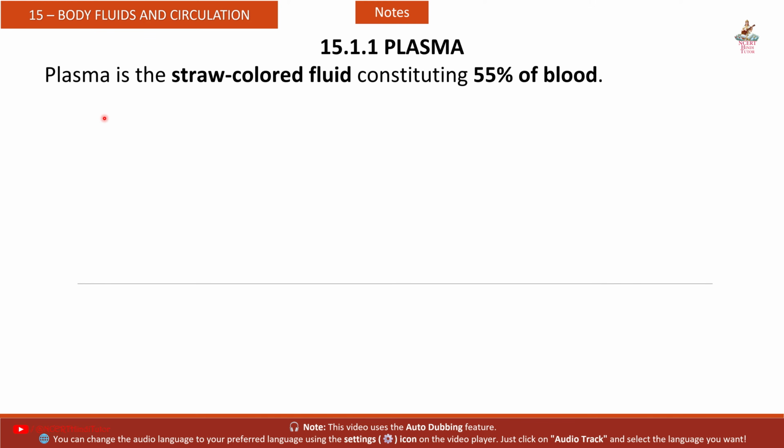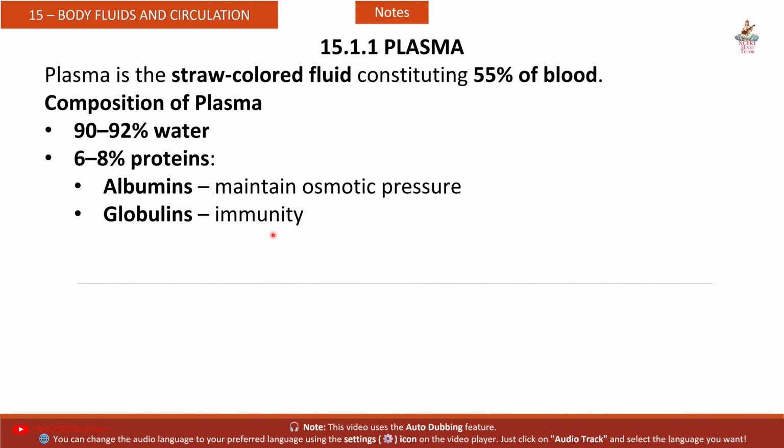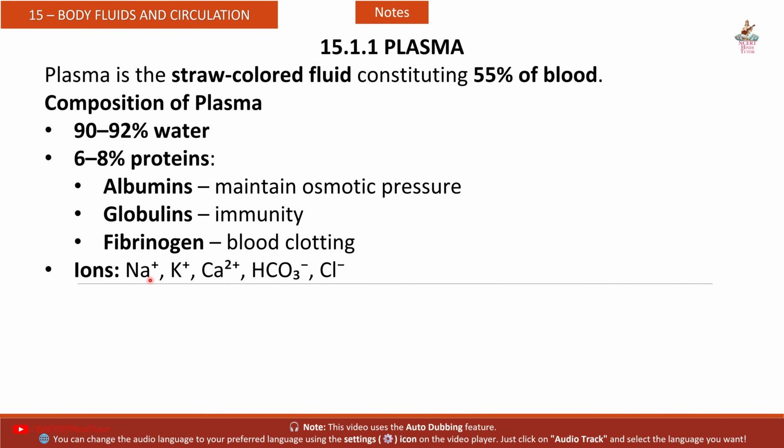15.1.1 Plasma. Plasma is the straw-colored fluid making up 55% of blood. Composition of plasma: 90 to 92% water, 6 to 8% proteins: albumins maintain osmotic pressure, globulins help in immunity, fibrinogen helps in blood clotting. Ions: Na+, K+, Ca2+, HCO3-, Cl-. Na is sodium, K is potassium, Ca is calcium, HCO3 is bicarbonate and Cl is chloride.